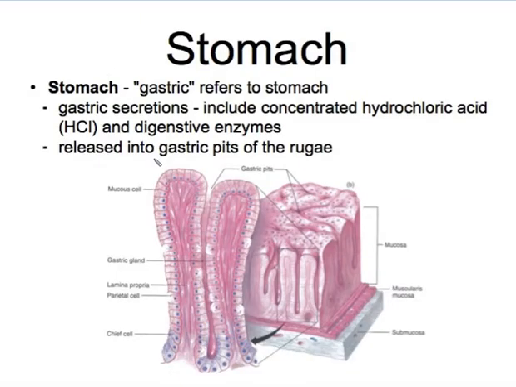Whenever we refer to the term gastric, we are talking about stomach. So gastric refers to stomach. You have secretions, including hydrochloric acid that we actually secrete into our stomachs. Our stomachs house this hydrochloric acid along with other digestive enzymes, which get released into these pits of the rugae, which are folds. So as those expand out, the digestive juices get released, and then they're able to mix with the food and substances present.